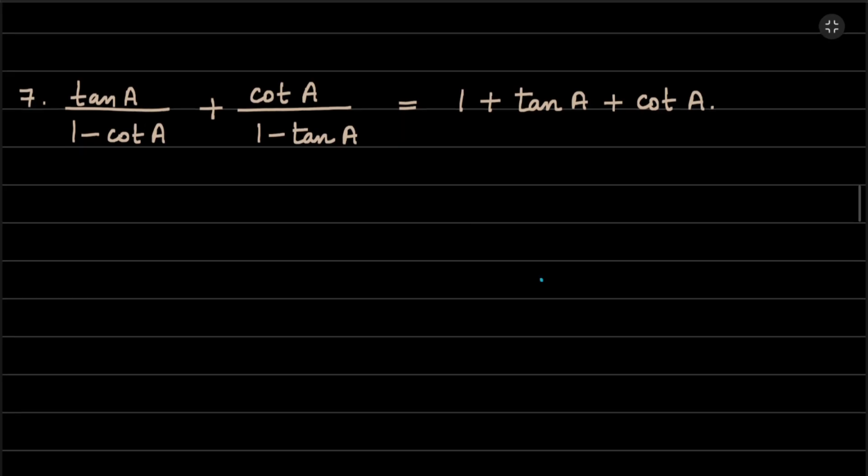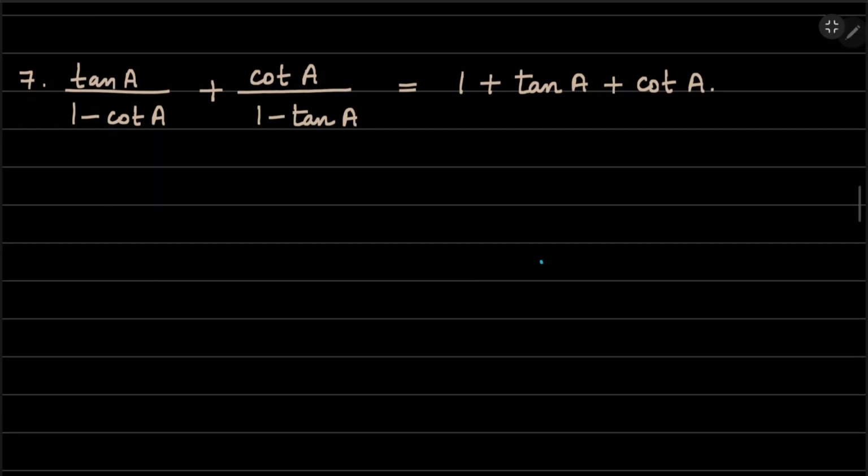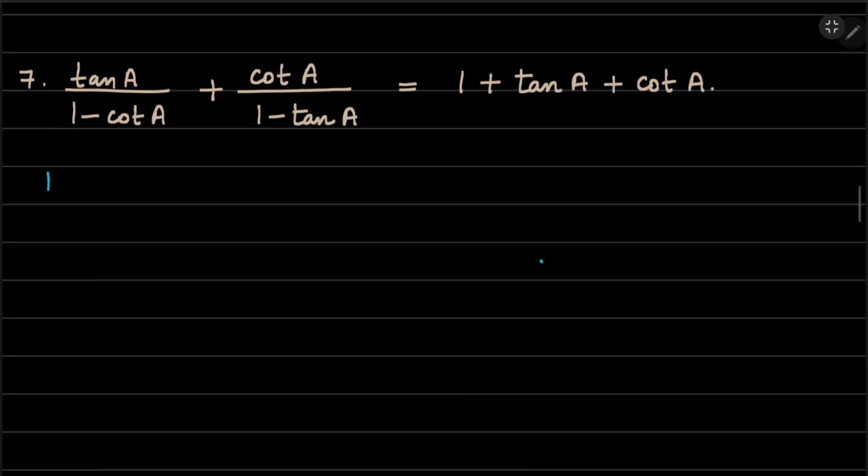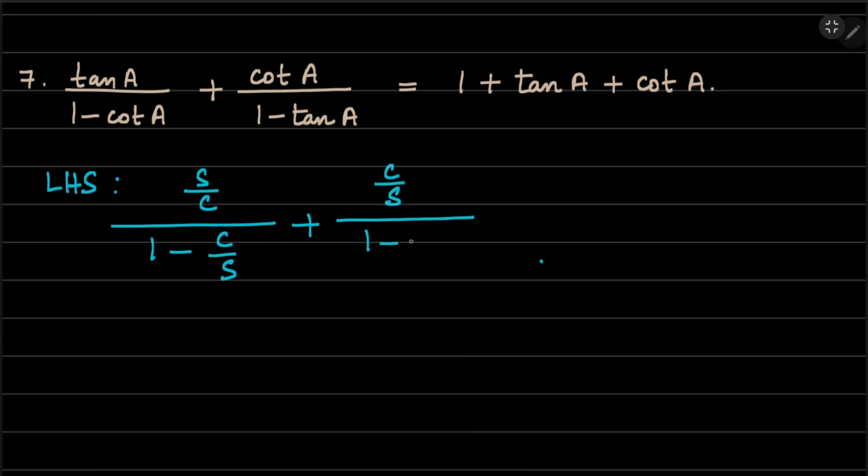Again, here also, it's a very easy question, a very good question. You are given the LHS in terms of tan and cot. What you are asked is also in terms of tan and cot. The best approach is again to convert everything into sine and cos. So take your LHS and write tan as sine by cos divided by 1 minus cot, which is cos by sine, plus cot A, which is cos by sine, divided by 1 minus sine by cos.